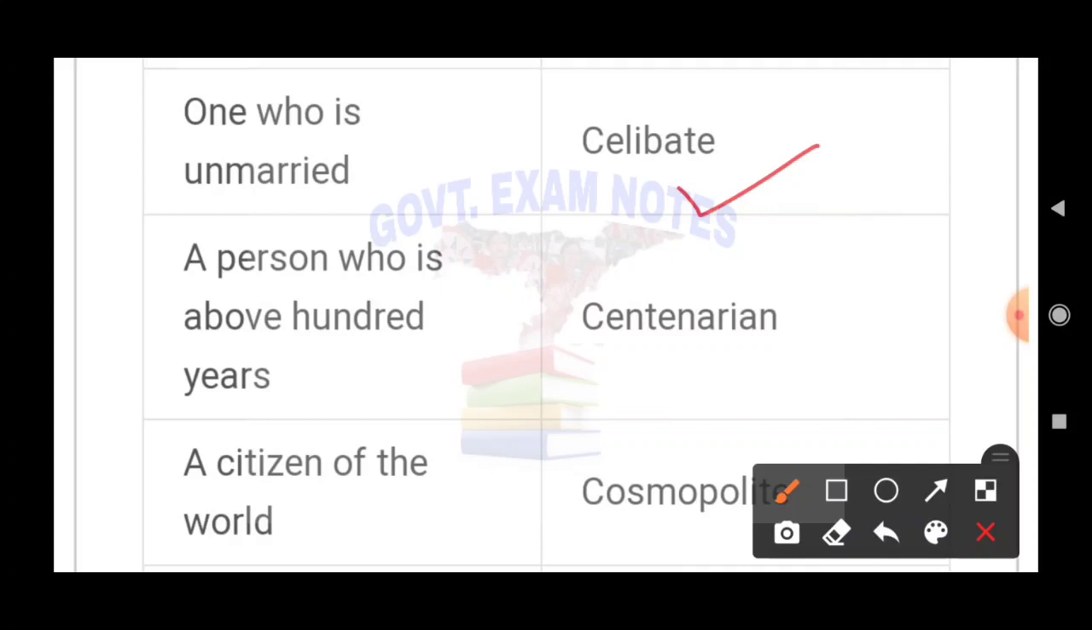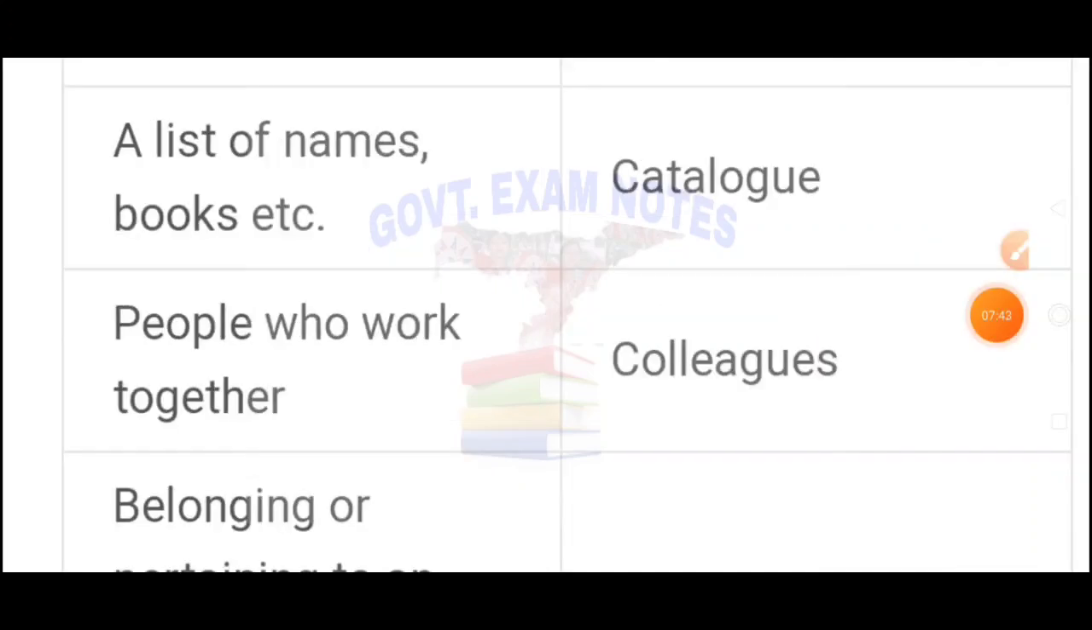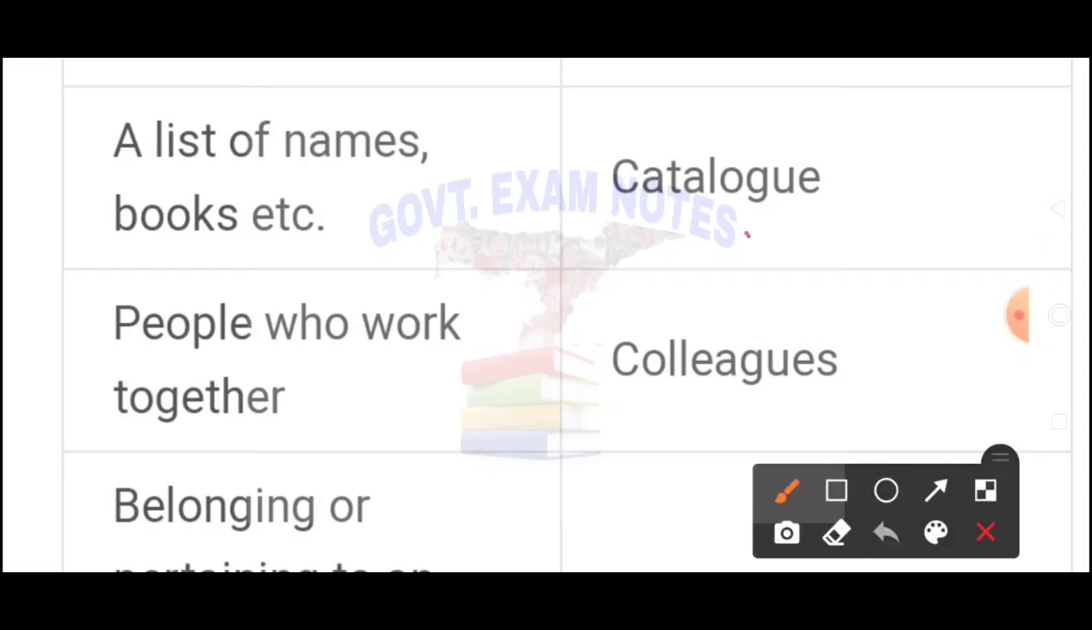Then a person who is above 100 years. Okay, so the person who is above 100 years will be called a centenarian. Remember the word centenarian. Then these two are common words. A list of names or books is called catalogue. Okay, so this is called catalogue, and people who work together are called colleagues.